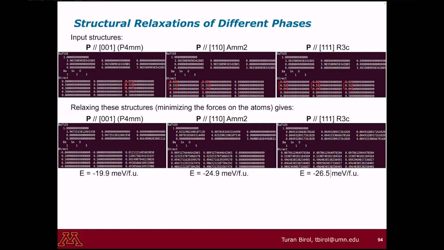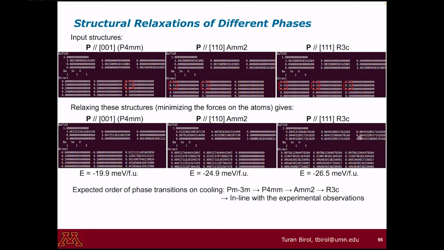And as you reduce the temperature, it turns out in this specific case that you go from Pm-3m, the cubic structure, to this one first, and then to this one, and then finally to the one on the right, as you reduce the temperature and entropy becomes less and less important. Okay, and again, this is the observed order of transitions in the experiment.